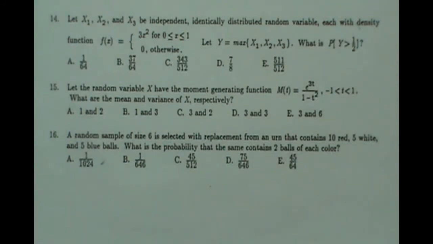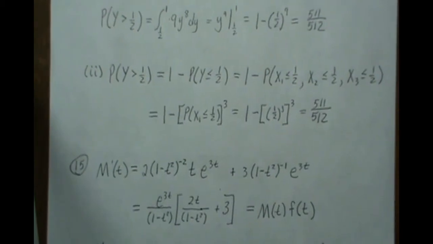Number 15: let the random variable x have the moment generating function m of t equal to that there. What are the mean and variance of x respectively? Now, we want to find the variance of our variable, and we're given the moment generating function.